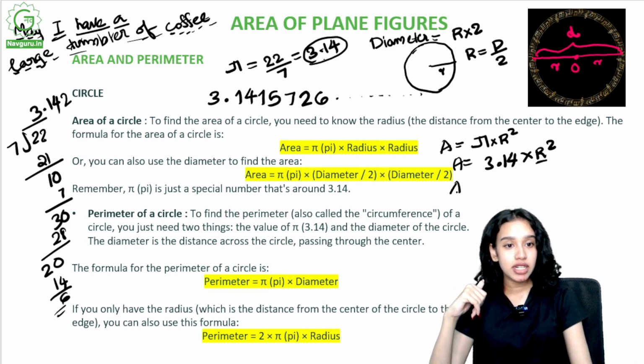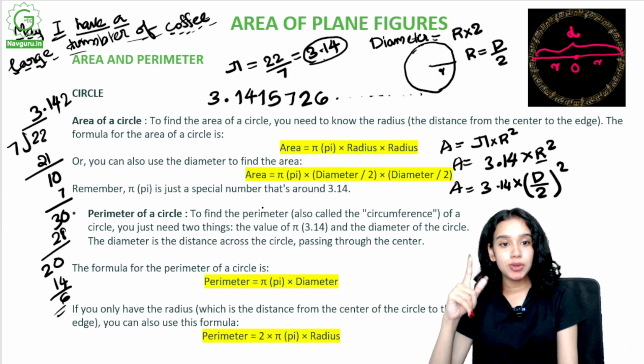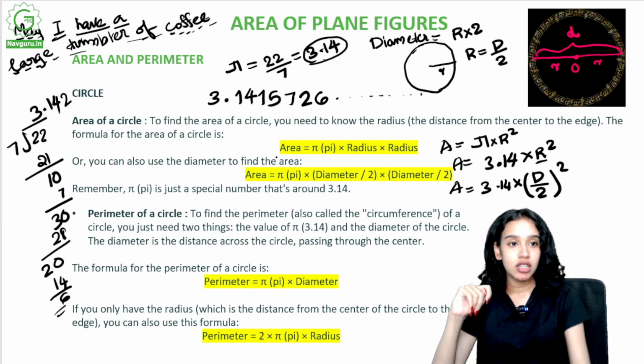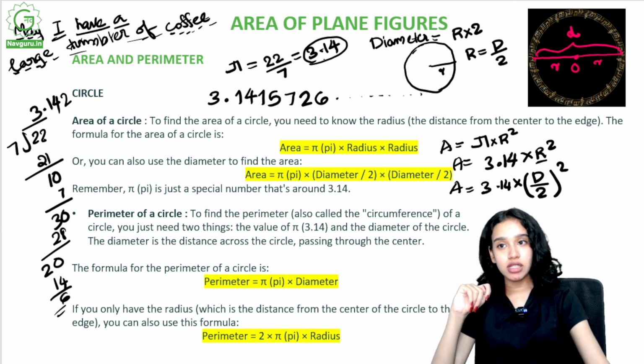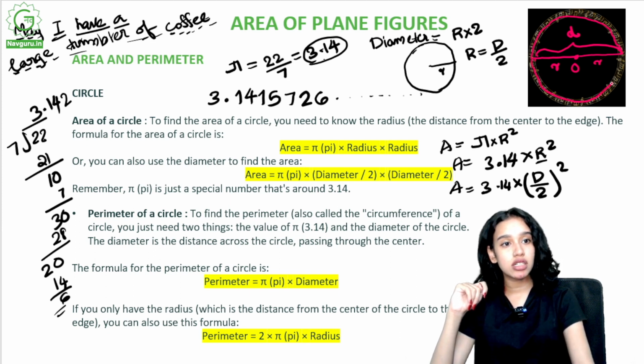So area could be written as 3.14 into diameter by 2 the whole square, right? Or we could say pi into diameter by 2 the whole square. Now what is the perimeter of a circle? So what is the circumference of the circle? We see a circle like this and it should have a circumference, right? So how much should I travel in order to completely walk around the circle? That is the circumference of the circle, right?